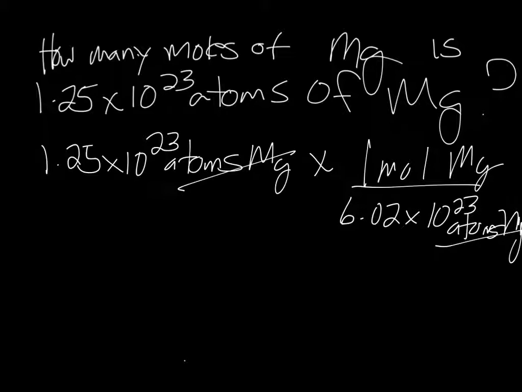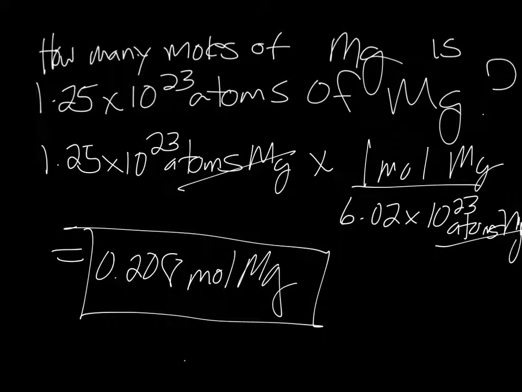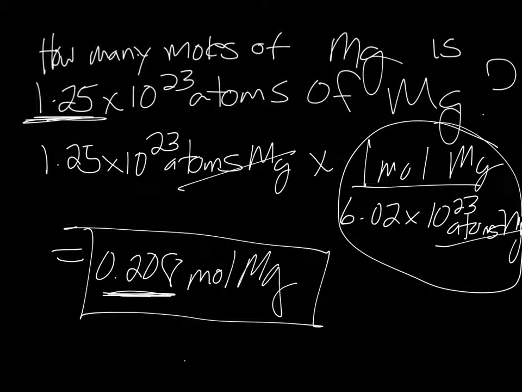So when I do the math on this, I get 0.208 moles of magnesium. Now remember, that's 3 sig figs. We began with 3 sig figs. We do not count conversion factors in consideration of our number of sig figs. So 9 out of 10 times, what your known is will be the number of sig figs that you have. So 0.208 is indeed 3 sig figs.